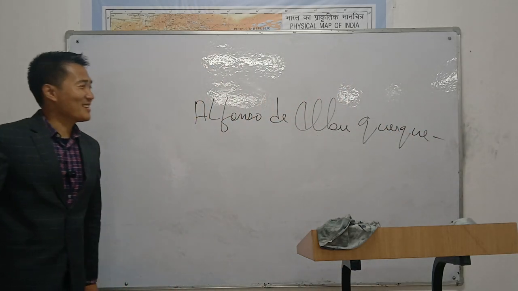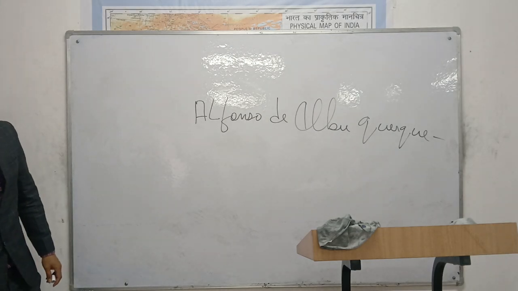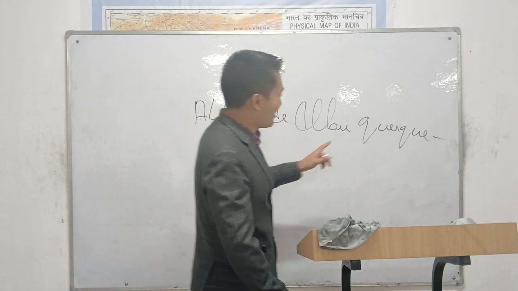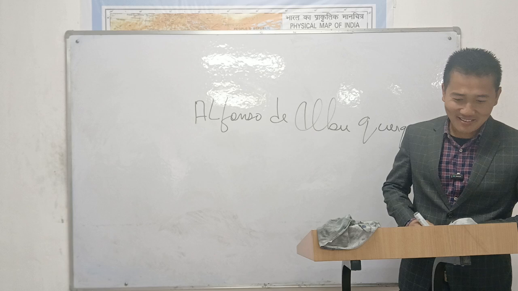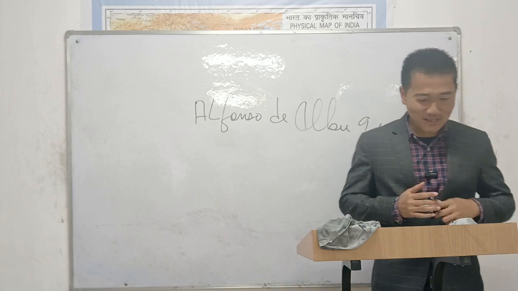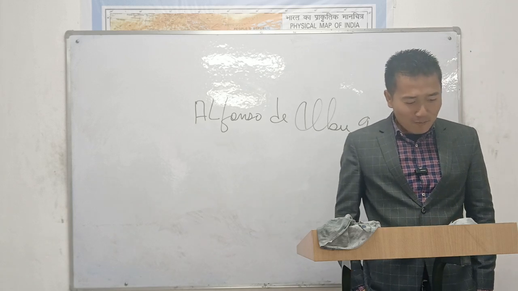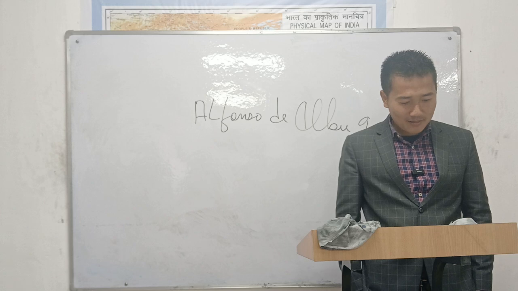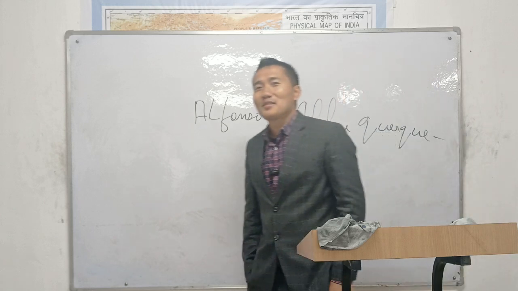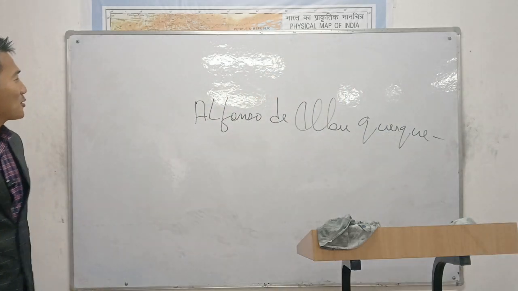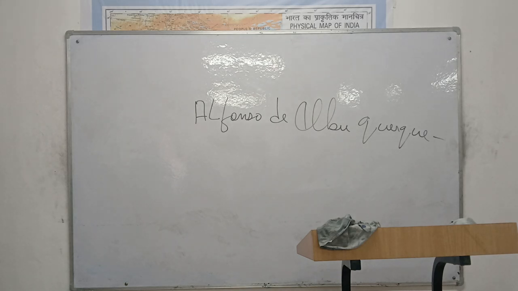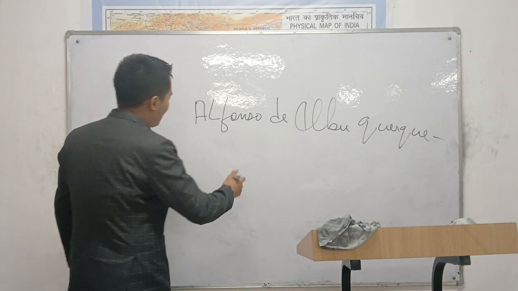How do you pronounce this? Alfonso de Albuquerque, Q-U-E-R-Q-U-E. Next Portuguese governor. The second Portuguese governor is known as Alfonso de Albuquerque. Very hard to pronounce. The second Portuguese governor in India.